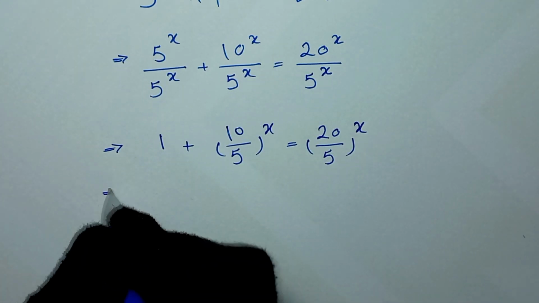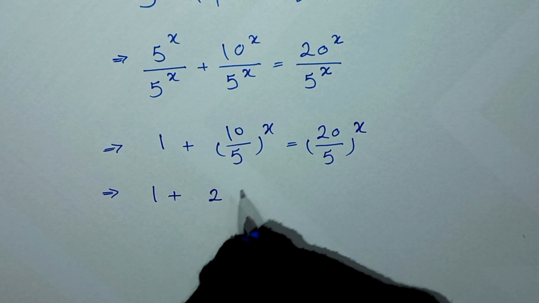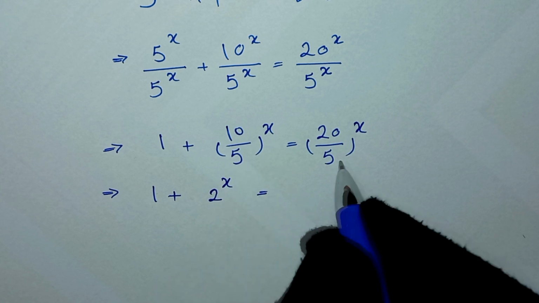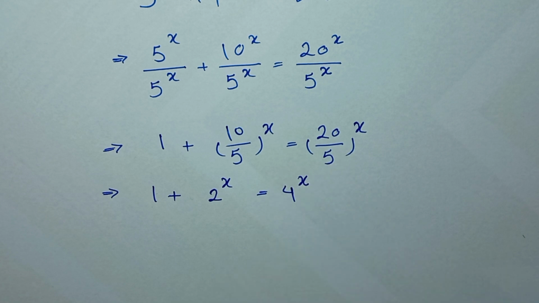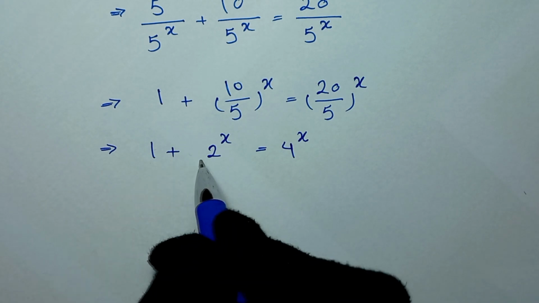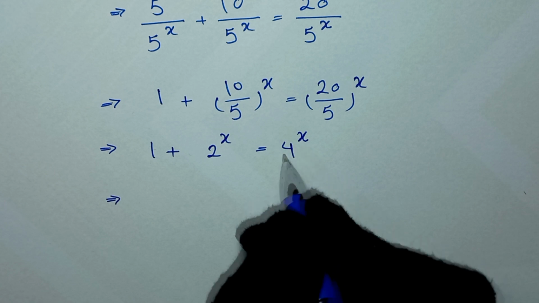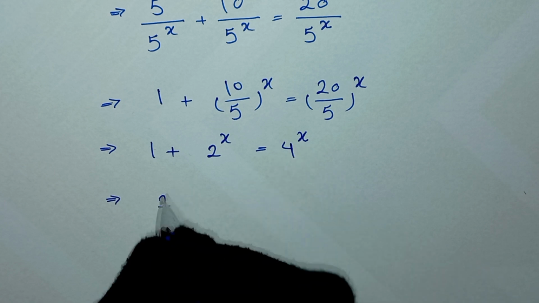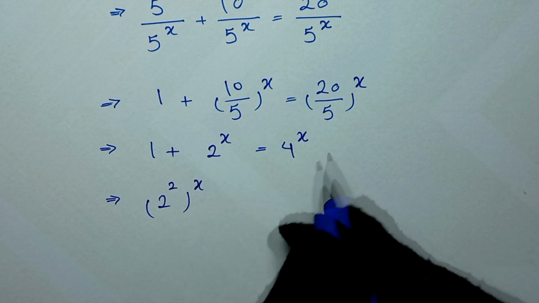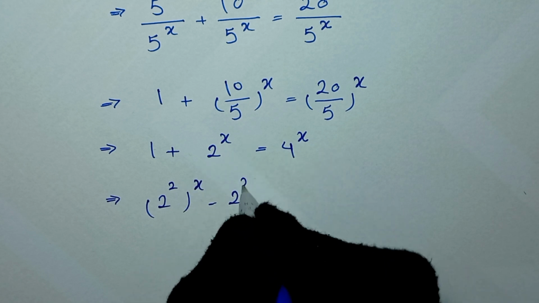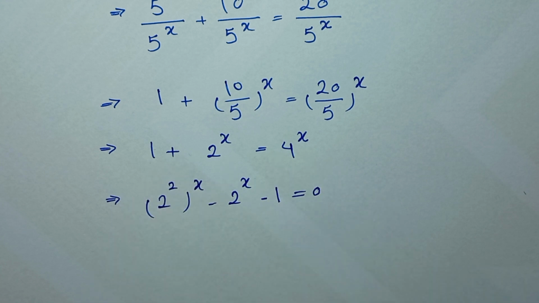And it will be 1 plus 10 over 5, which is 2, to the power of x is equal to 20 over 5, which is 4, and it will be 4 to the power of x. And next step, we take this to this side, so we have 4 to the power of x, and we can write this 4 as 2 to the power of 2 and to the power of x. And take this to this side, it will be negative 2 to the power of x, and this to this side, negative 1 is equal to 0.